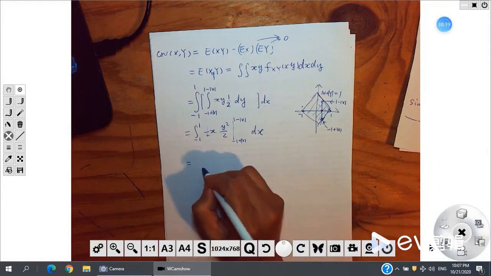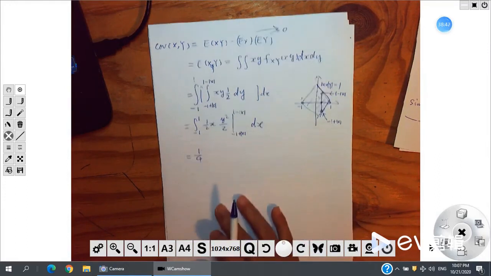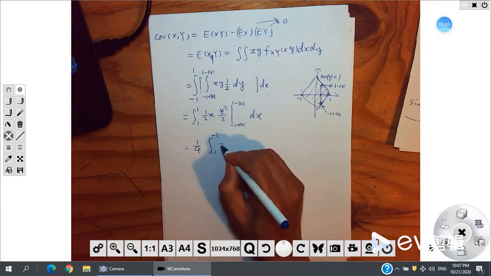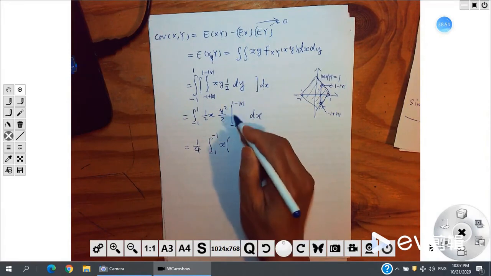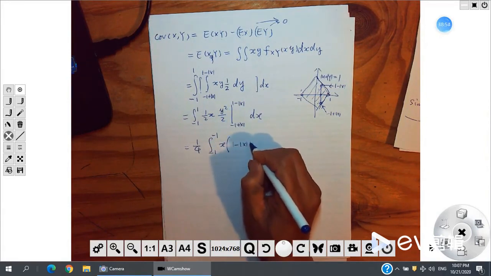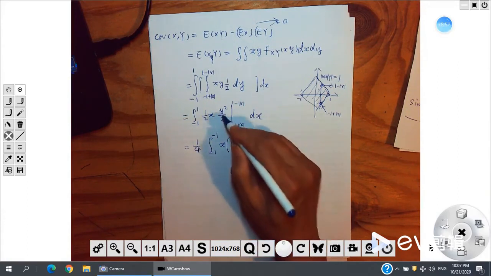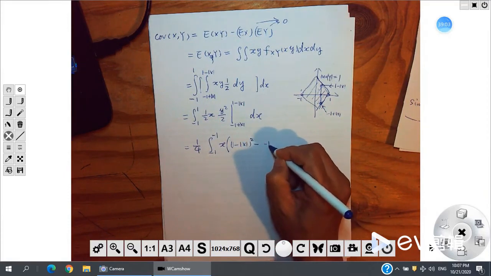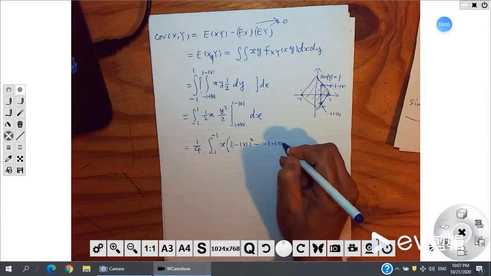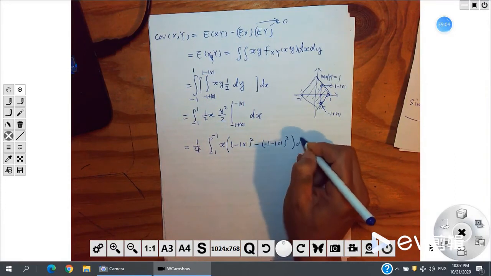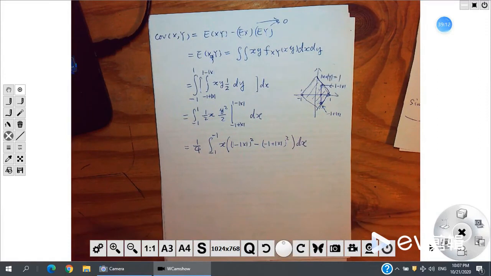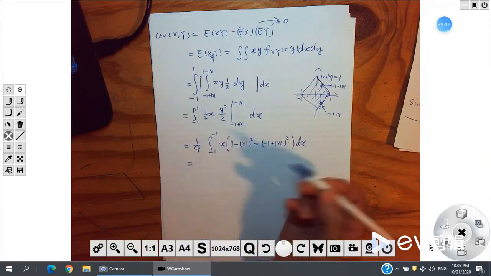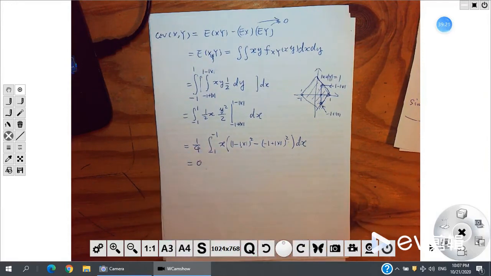So this is 1/4, I put it in the front. And then here's the integral from negative 1 to 1. It is x times this part. This part is 1 minus absolute value of x, squared, minus negative 1 plus absolute value of x, squared, dx. Oh, it's 0, right? These two are the same, square and square. Okay, it is 0. 0 times x integral, which is 0. Okay, we have the covariance is 0.